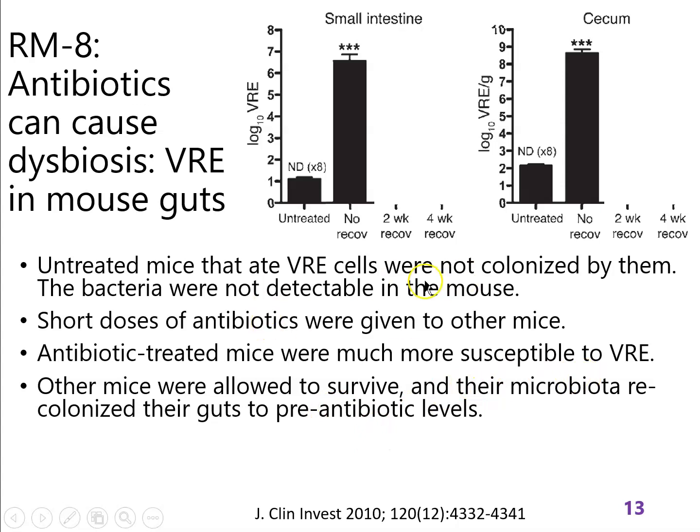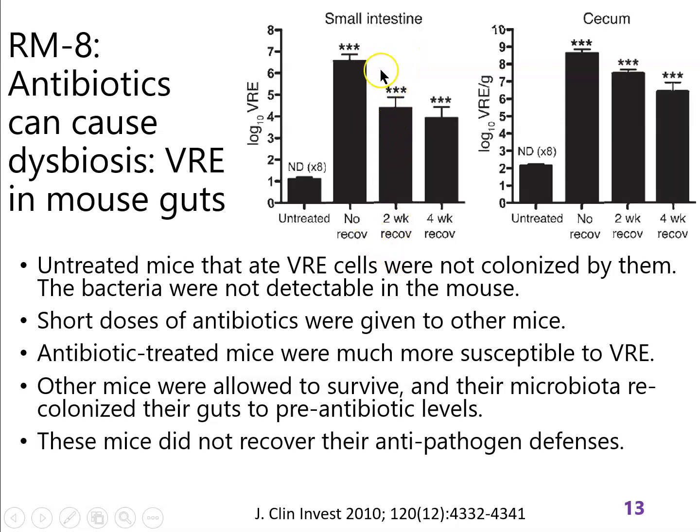Their microbiota recolonize their guts. So then the question is, what will we see? Would they get back that protection so that the VRE would be undetectable? Or do they have no protection, just like they had right after getting antibiotics? And essentially they had less protection, much less protection than healthy mice had after 2 weeks or after 4 weeks.